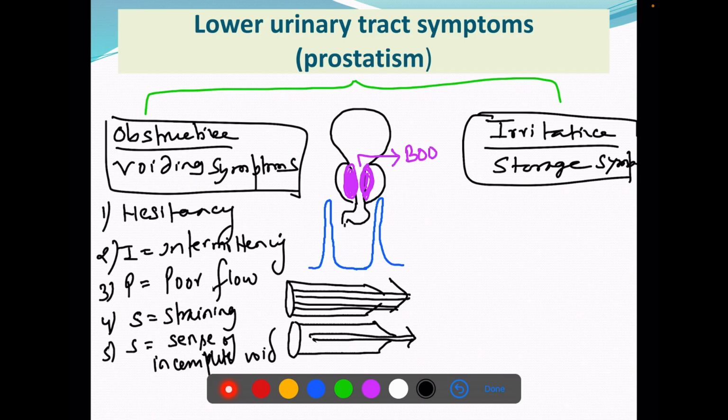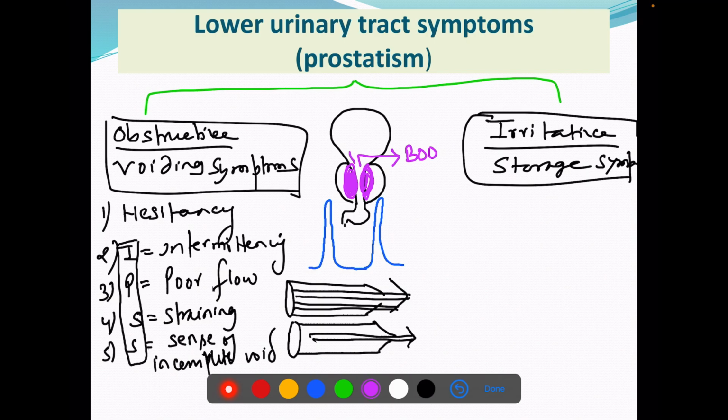The patient also may complain of acute retention of urine, which is defined as sudden inability to pass urine, and the patient experiences very strong agonizing lower abdominal pain, which is associated with severe urgency. The patient tries to pass urine, but fails. Sometimes a few drops of urine may come out, but they fail to pass urine. This is known as acute retention of urine. These are the obstructive features. Out of which these four, please remember these four for IPSS.